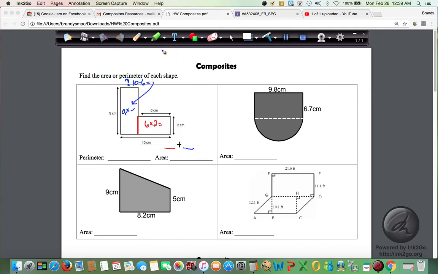So it's kind of like area 1 plus area 2. And that's going to go right there. Okay? All right, that's all there is to do on the first one. Let's look at the second one.